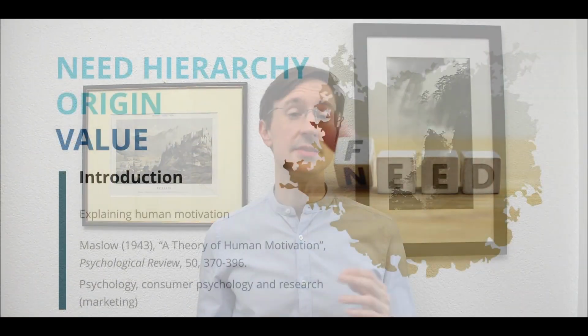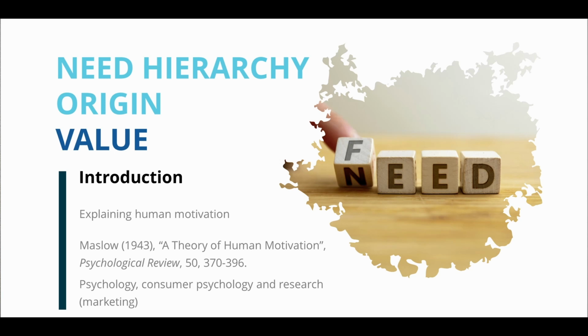The hierarchy of needs is a psychological concept developed by Abraham Maslow in 1943 in his article, A Theory of Human Motivation. The hierarchy of needs attempts to explain how human needs motivate behavior. In short, the hierarchy of needs is a hierarchical arrangement of different types of needs that people seek to satisfy, meaning that these needs explain motivation and thus behavior. Of course, understanding human motivation is not only useful in psychology, so the concept has also been applied to areas such as consumer psychology and consumer research.